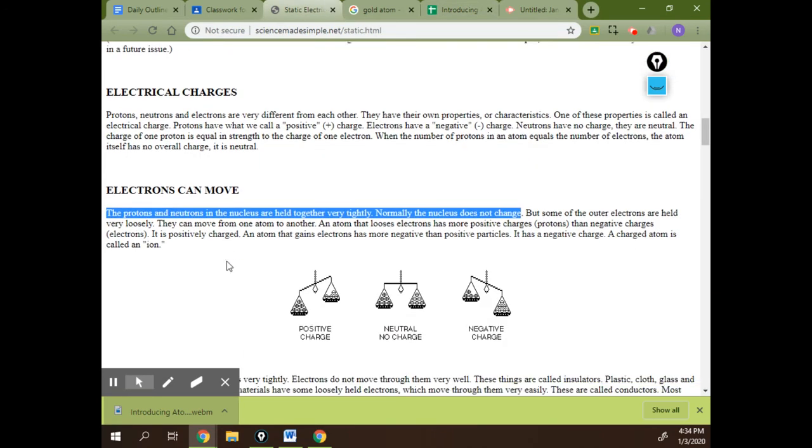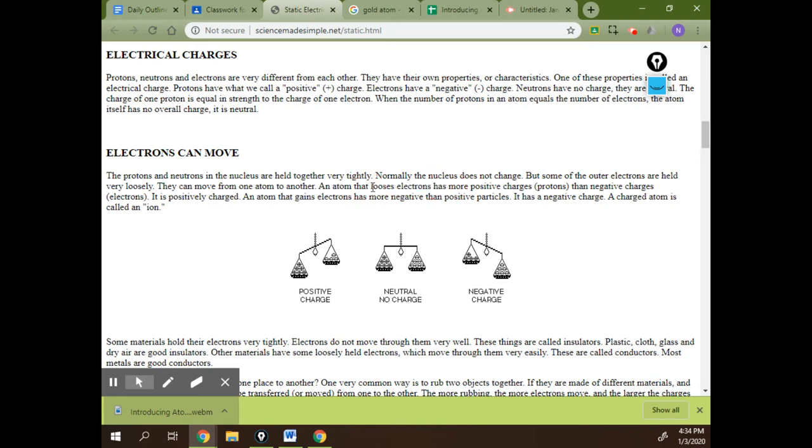Where's that in the reading? An atom that loses electrons, loses, spelled that. Again, somebody needs to learn how to spell. An atom that loses electrons has more positive charges than negative charges. An atom that gains electrons now has more negative than positive charges, and it gains a negative charge.